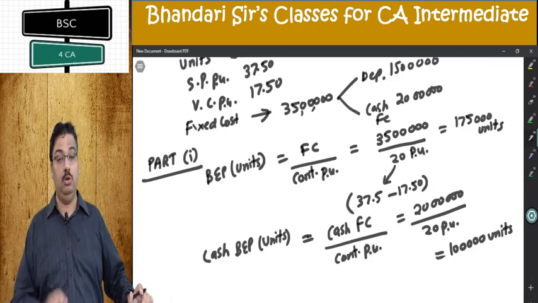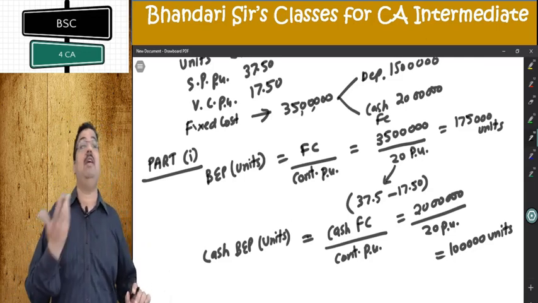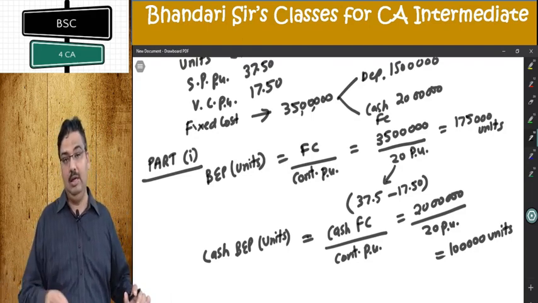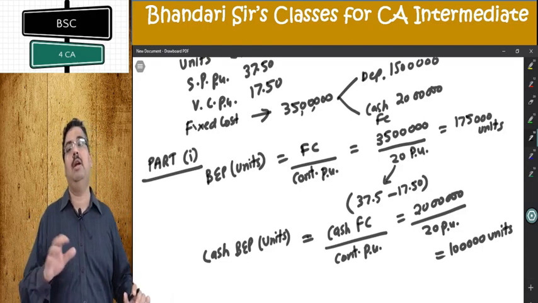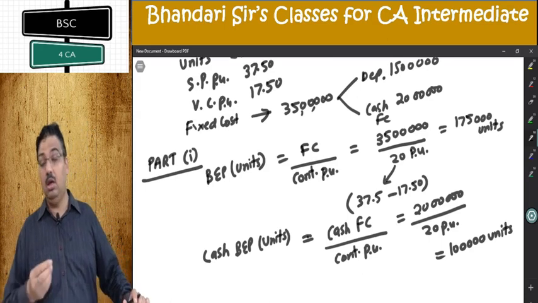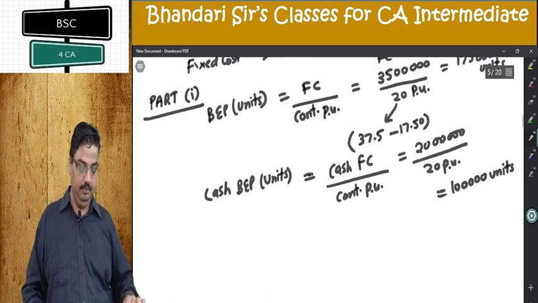Cash break even is always lower than the normal break-even point, because you are recovering lesser fixed costs. You are only recovering cash fixed costs. You are not trying to recover the depreciation in this. Rare concept. This is a rare question where it has been asked. It is not there anywhere else. Just remember the little bit of concept here only.